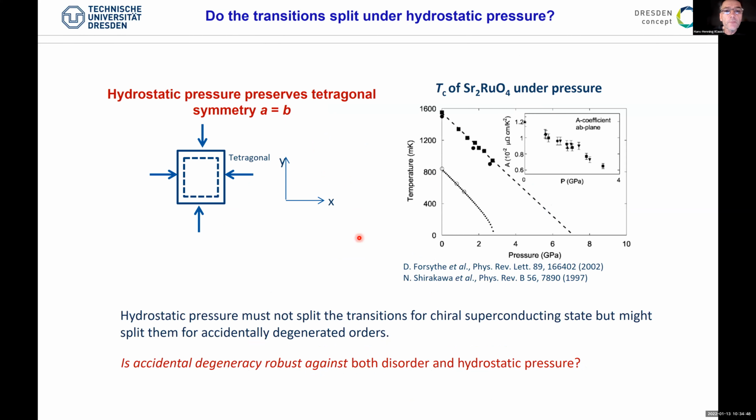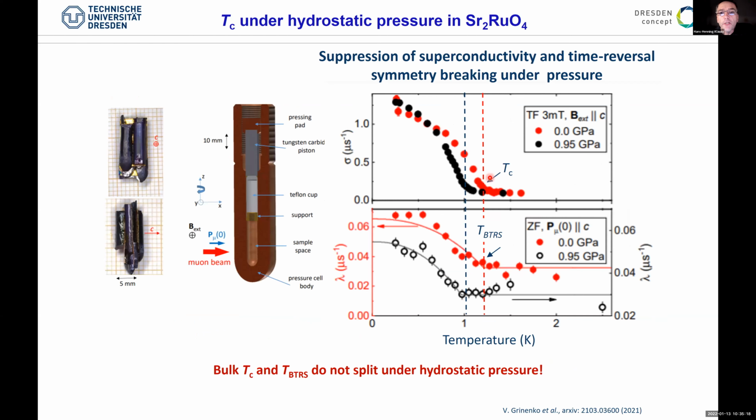And the last experiment on strontium ruthenate we did was applying hydrostatic pressure. This also preserves the symmetry in the AB plane. And it's also known that if I apply hydrostatic pressure, I suppress TC from 1.5 Kelvin to, let's say, about 800 millikelvin in pressures up to 2 gigapascal. This is what we could do with muons. And here I just show some data.